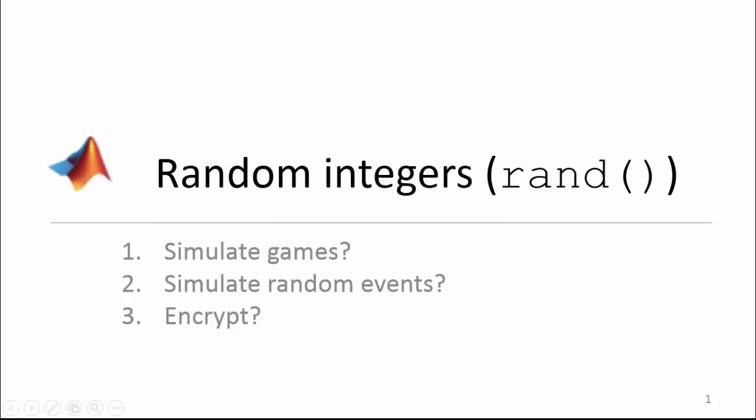In the previous tutorial, we saw random floats, which is the default data type. But what if I did want an integer instead? Now there's two ways of doing this, but this way introduces rand, which is common to a couple other languages like C programming and others. So the examples I'll talk about are simulating games or simulating random events such as rockets taking off. Or how about encrypting? All of these could use random integers.